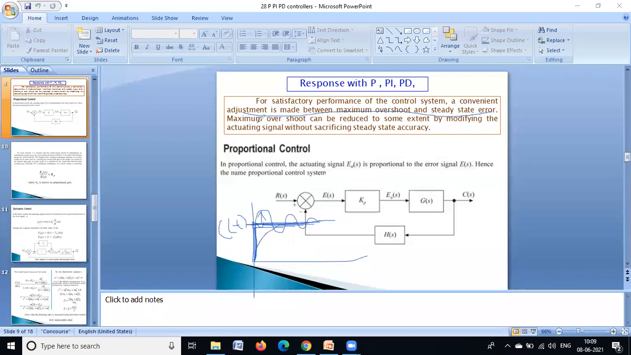Maximum overshoot can be reduced to some extent by modifying the actuating signal without sacrificing the steady state accuracy. Just a minute, wait.